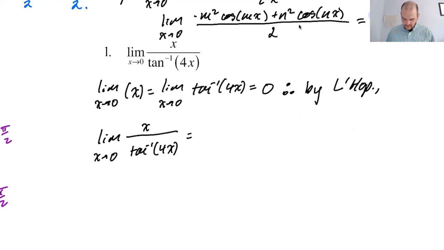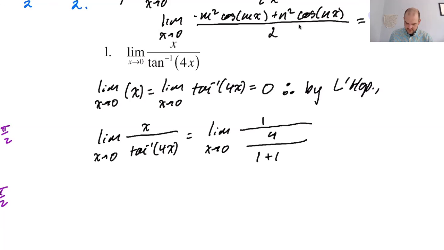All right, L'Hopital's rule. Limit as x approaches 0. The derivative at the top is actually 1, so that's sort of encouraging. What is the derivative of arctan? The derivative of arctan of x is 1 over 1 plus x squared. So arctan of u is 1 over 1 plus u squared times the derivative of u. I'm just going to write it: it's 4 over 1 plus 16x squared.